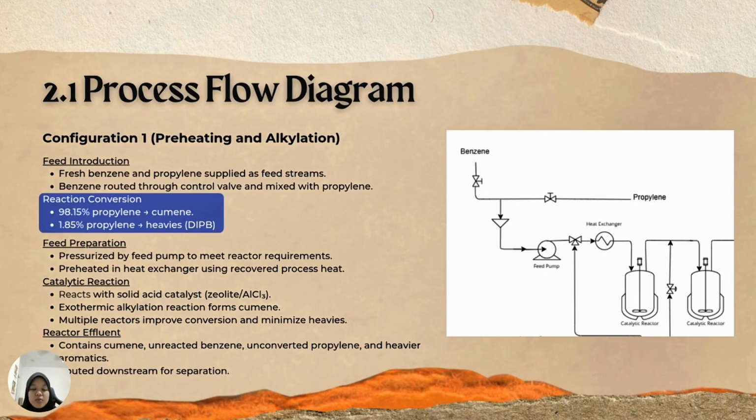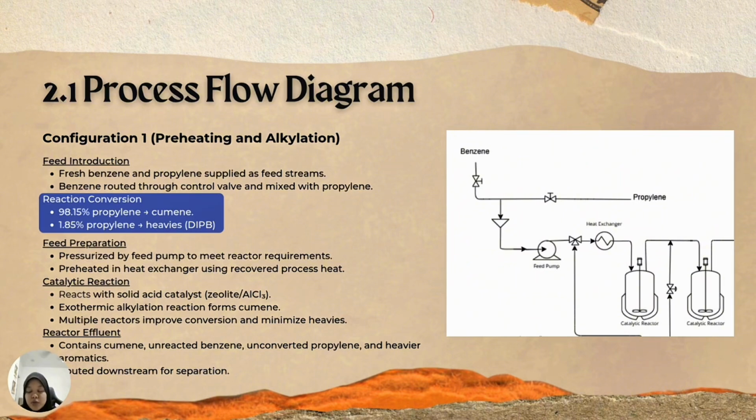The process begins with fresh benzene and propylene feed streams, which are first pressurized using a feed pump to ensure continuous flow. This pressurized feed enters a heat exchanger, where it is preheated using recovered process heat to reduce energy demand inside the reactor. The heated mixture then flows into the catalytic reactor, where benzene reacts with propylene in the presence of a solid acid catalyst, mainly zeolite or aluminum chloride.